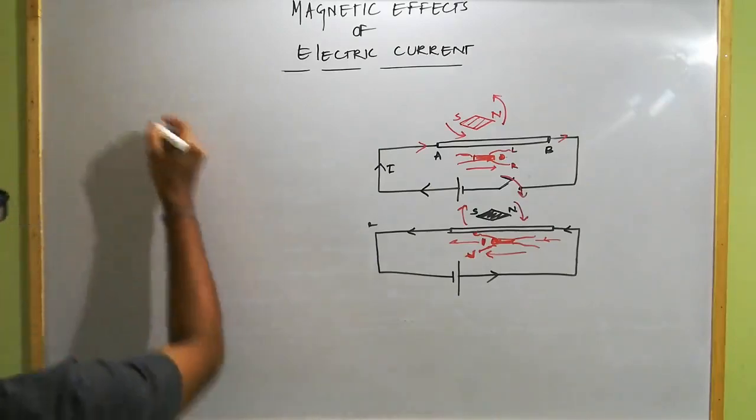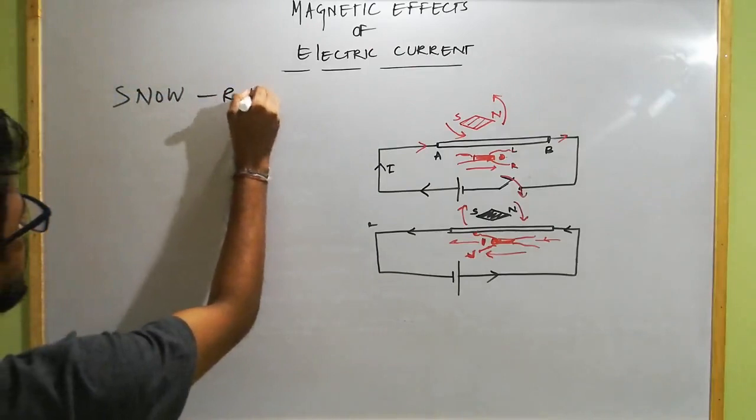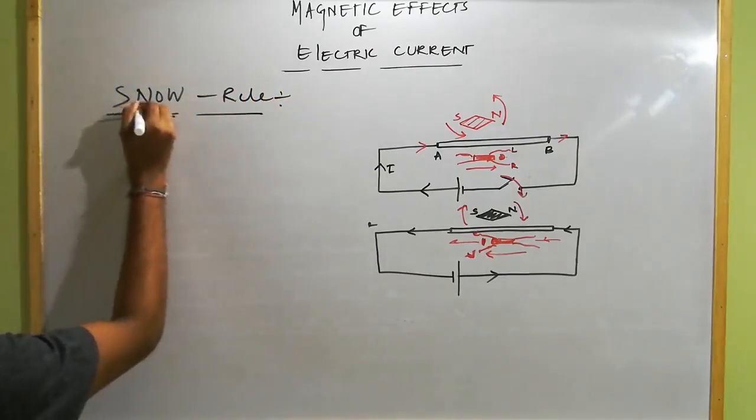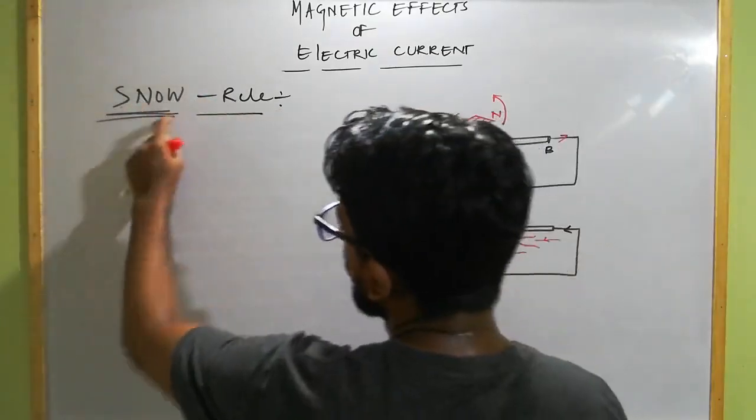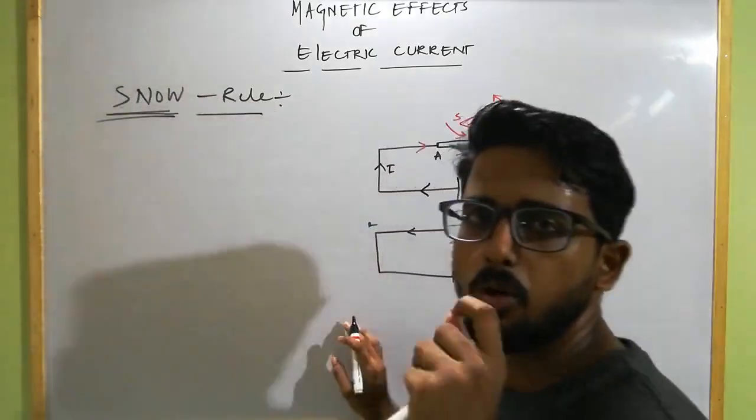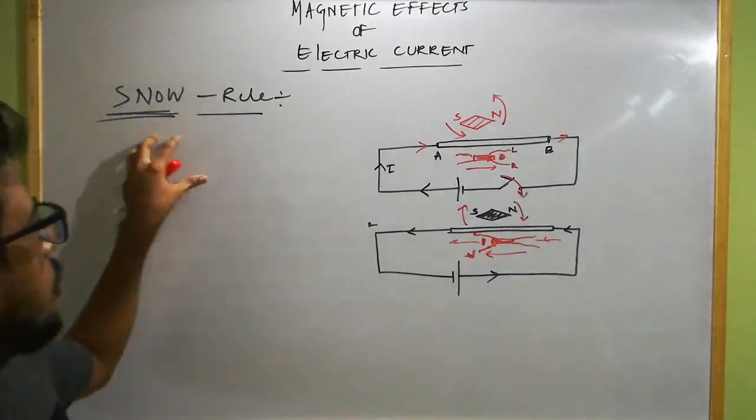So the SNOW rule means this: each letter of the word SNOW represents the rule. That means each letter of S-N-O-W represents part of the rule. What does the SNOW rule tell us?